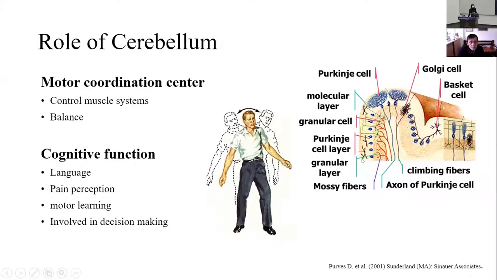And actually, the cerebellum can be divided into three major layers. The first layer, which is the outermost layer, is the molecular layer, where we can see the dendritic tree of the Purkinje cell extensively branched, which receives all inputs from different regions. The second layer underneath is the Purkinje cell layer, where we can see the Purkinje cell, which is the sole output neuron in the cerebellum. And the innermost layer is called the granular cell layer. There we can see the granular cells, which produce excitatory inputs to the Purkinje cell.